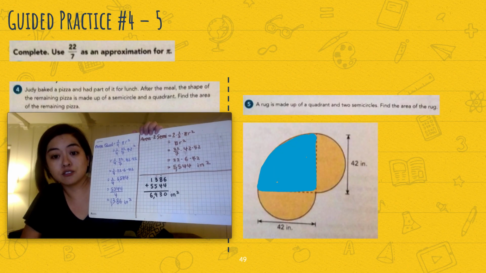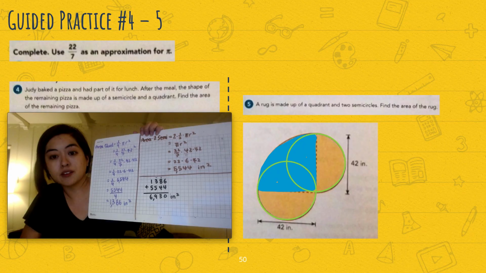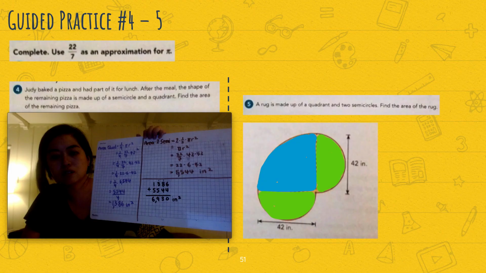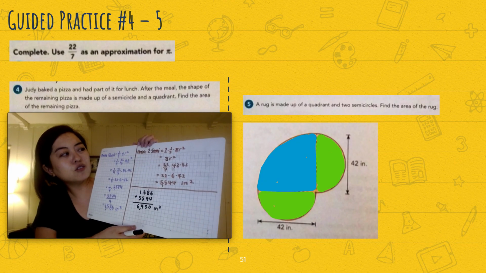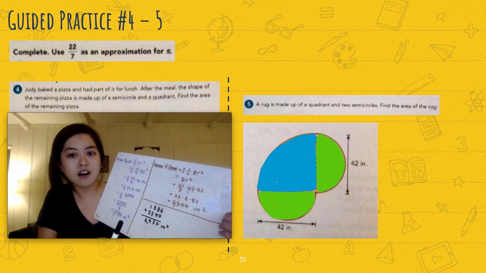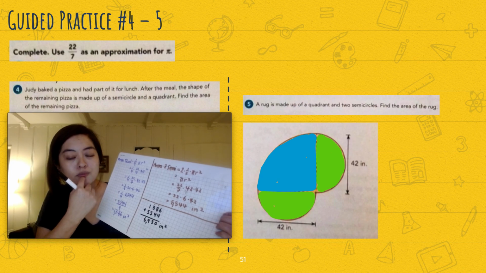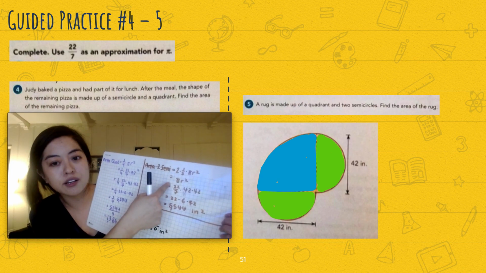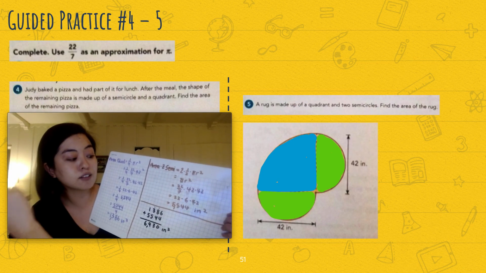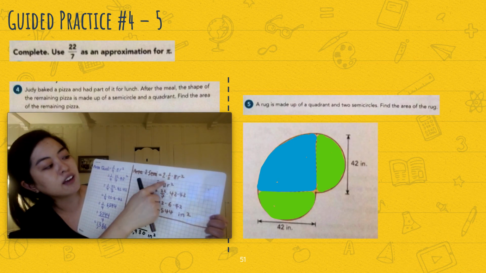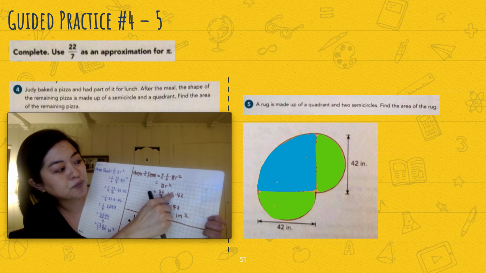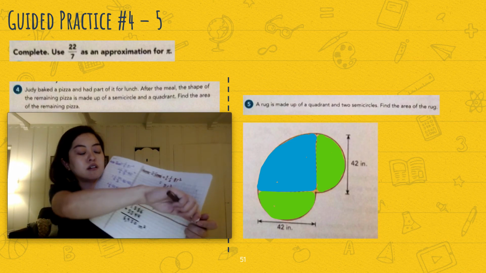And then, so that's the area of the quadrant, right? And then now I'm seeing these two semicircles, okay? But I notice that the two semicircles have the same diameter of 42 inches, okay? And so, you know what? I think I did this wrong here, what I'm noticing, because I input in the diameter instead of the radius. But that's okay, I'll just quickly fix it, okay? So radius is half the diameter, so that's 21. Okay, so this should be 21.